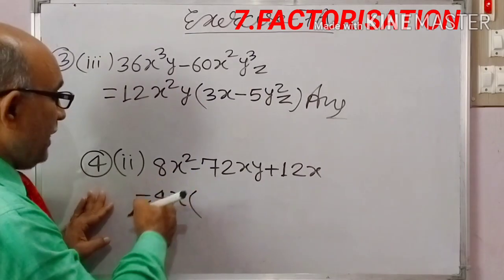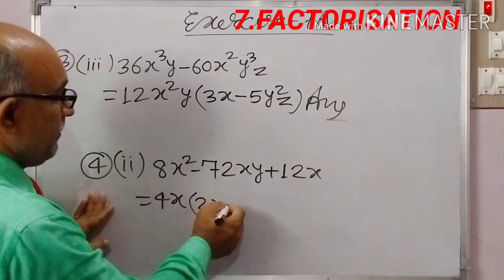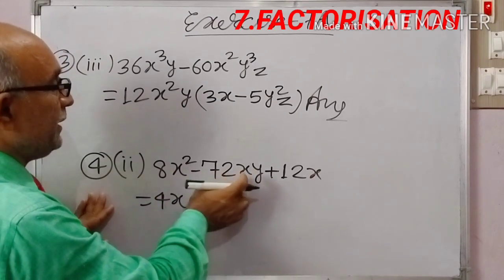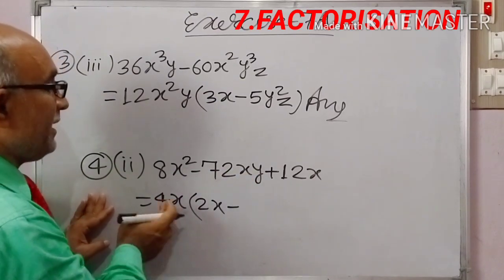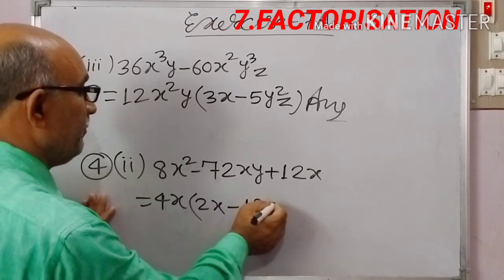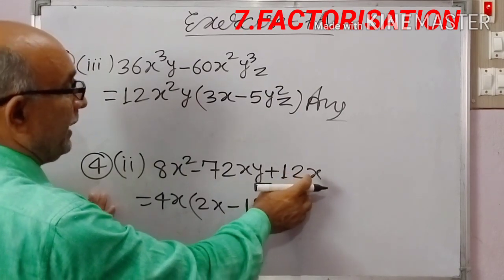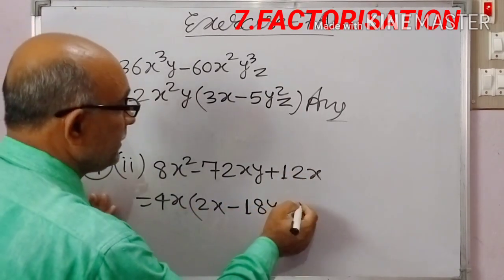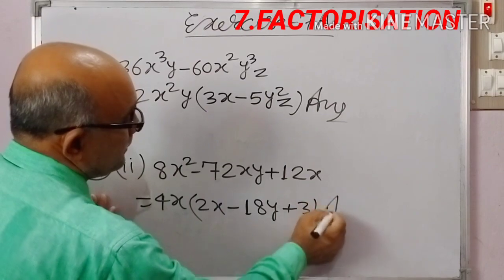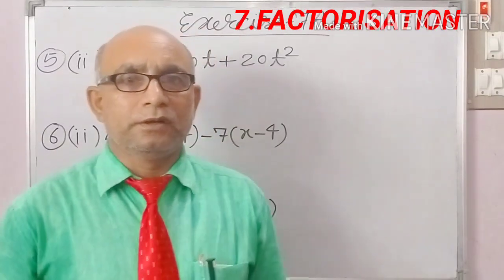In 8x square, 4x is common, left 2x. Minus, in 72xy, 4x is common, then 18y. Plus, in 12x, 4x is common, left 3. Answer. Right. Next question.